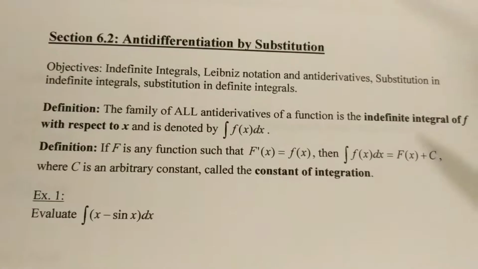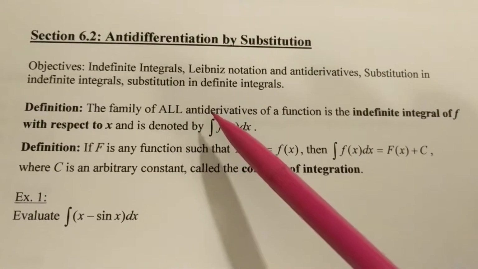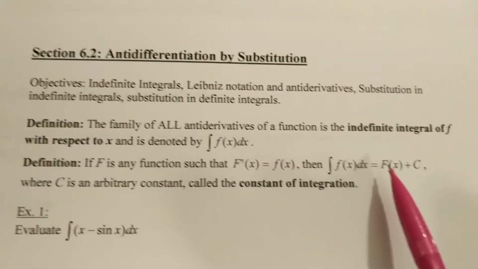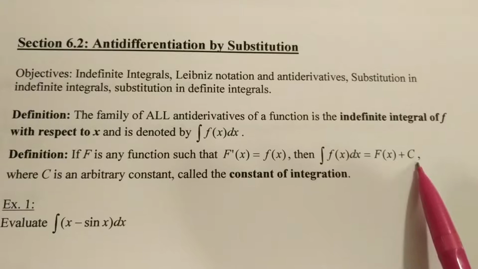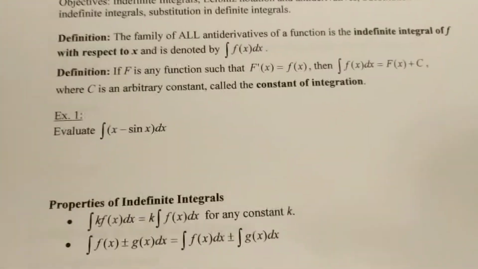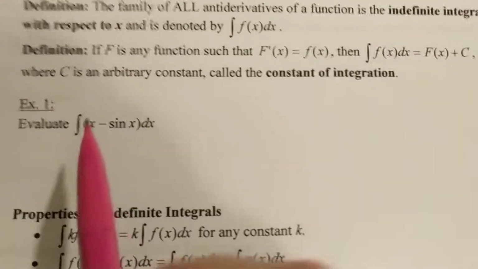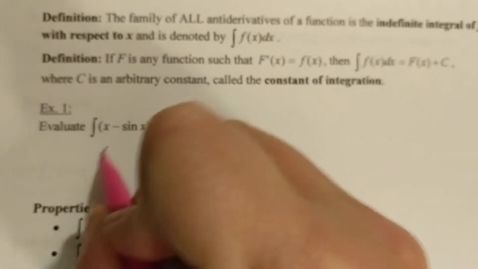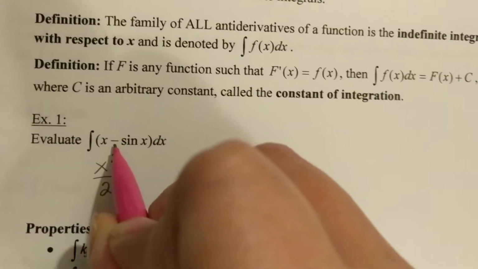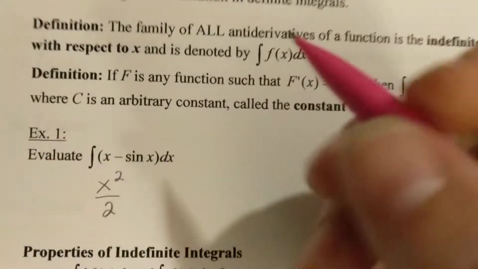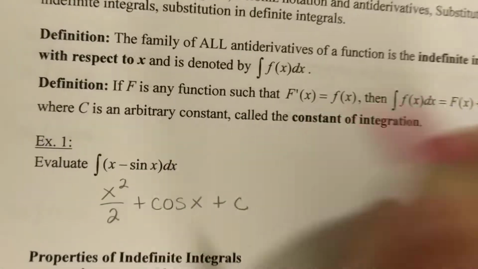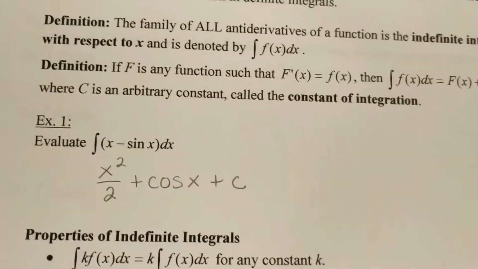So first off, the family of all antiderivatives of an indefinite integral is going to be this antiderivative plus C. We talked about that back in section 6.1. Just as a refresher, for example 1, the antiderivative of x is x squared over 2, and the antiderivative of negative sine of x would be plus cosine x plus C. And that's it. That's all we have to do.